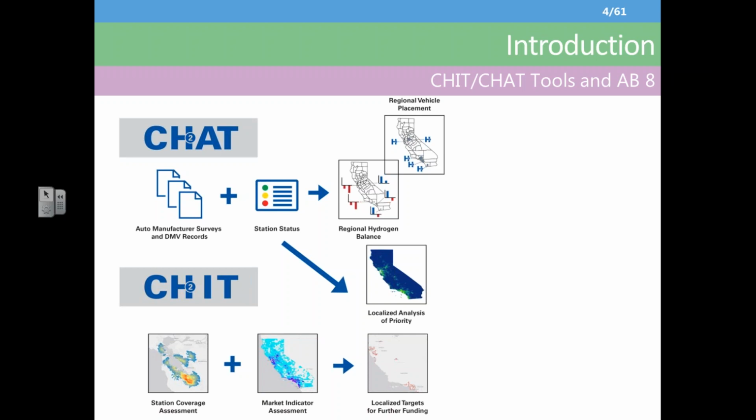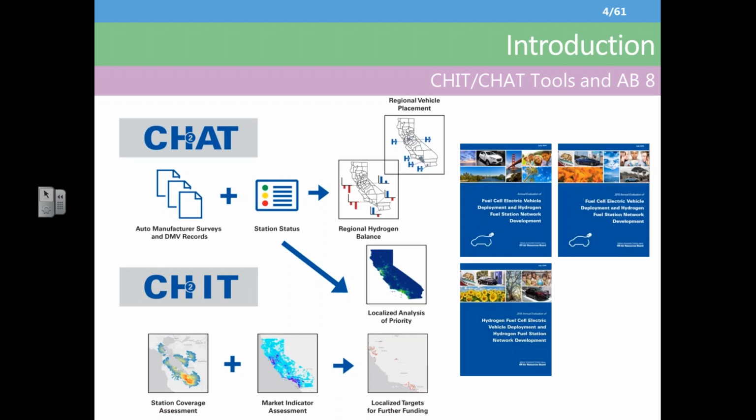CHIT does this overlay of the expected market and the coverage provided by the stations. So those are these two portions you can see in the lower left, where we have station coverage and the market indicators, which give us a way of evaluating what the localized targets for further funding are. As I mentioned, we utilize this in our AB8 reports every June. And in this last GFO, it was actually part of the awarding process. One of the factors in the GFO scoring did include analysis from CHIT. So based on the need for coverage in an area and the need for capacity in an area, that went into the determination of which stations were the appropriate ones to award.